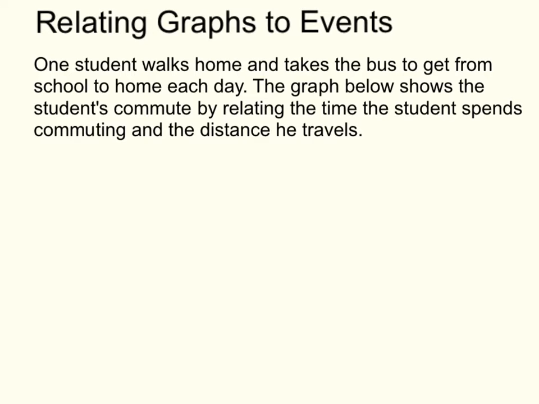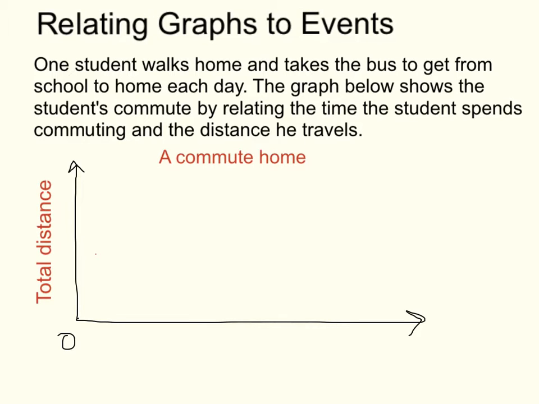So let's look at a problem. One student walks home and takes the bus to get from school to home each day. The graph below shows the student's commute by relating the time the student spends commuting and the distance he travels. So let me actually draw the graph. Alright, so we have the total distance as the y-axis and the commute home as the x. You'll notice that the arrows do not go left or down, since if we're talking about time or total distance, we aren't going to actually need the negative values.